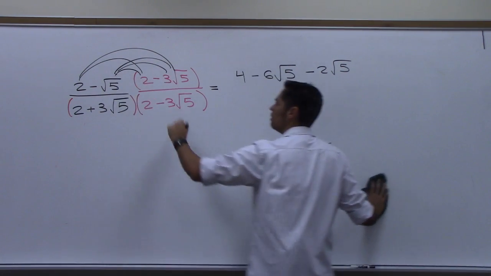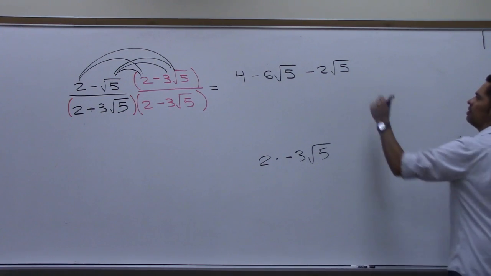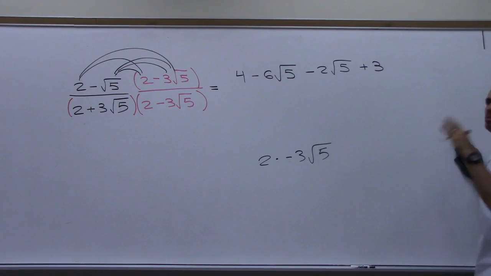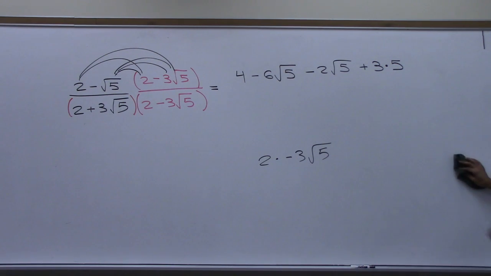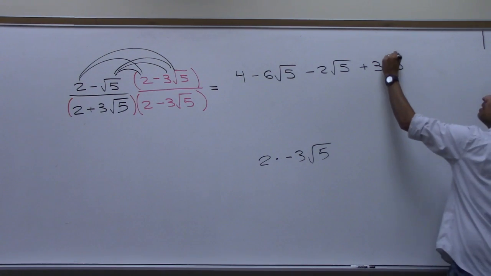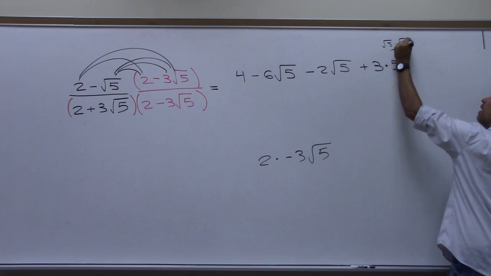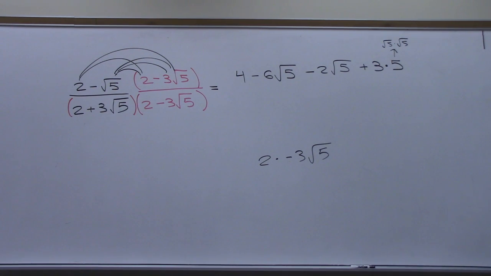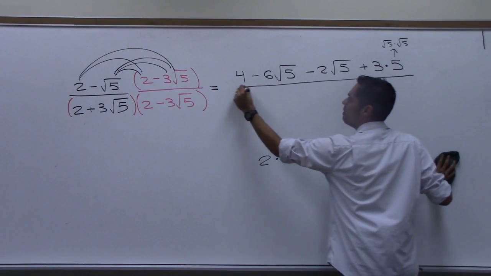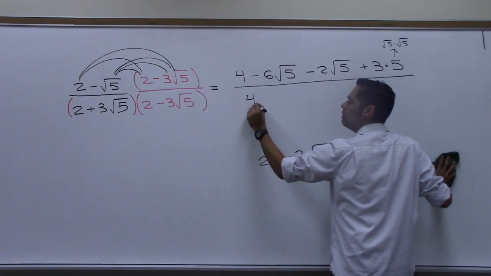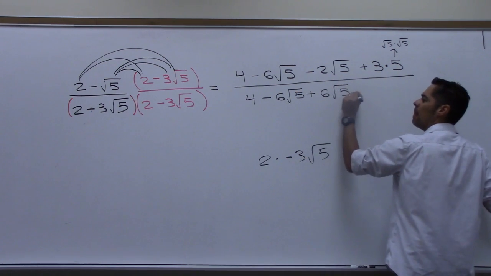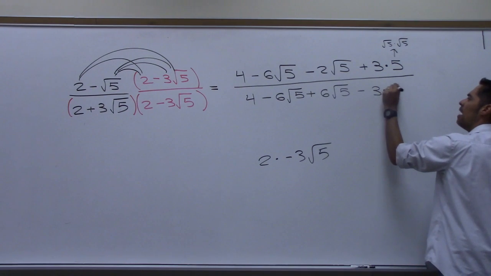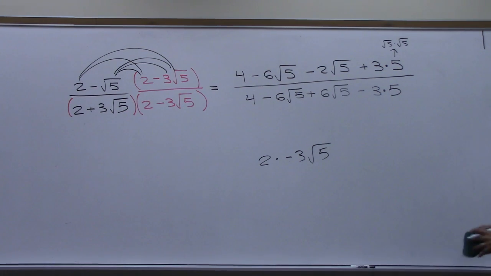Next, here to here, plus 3, and then root 5 and root 5 together is 5. So I could have multiplied that and put a 15, but I'm going to do it on the next step. So this piece right here was the root 5 times the root 5. That's the top. The bottom: 4 minus 6 root 5 plus 6 root 5 minus 3 times 5 again. So I did that one quicker.